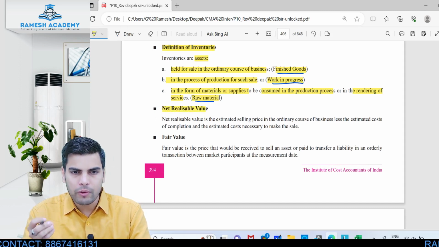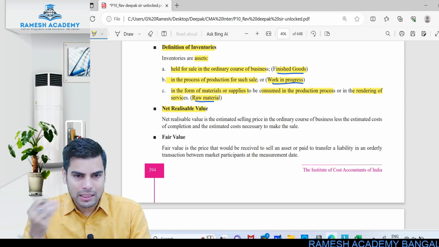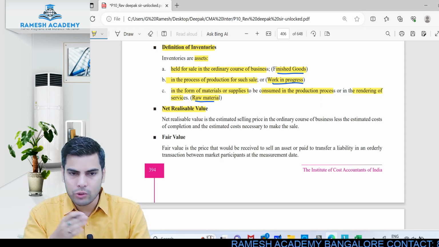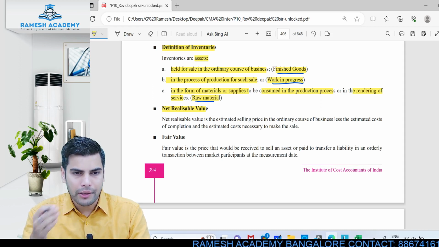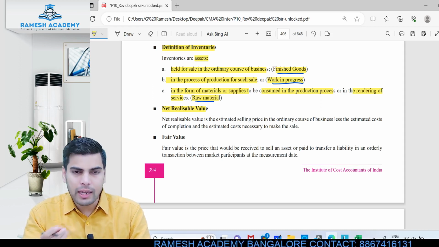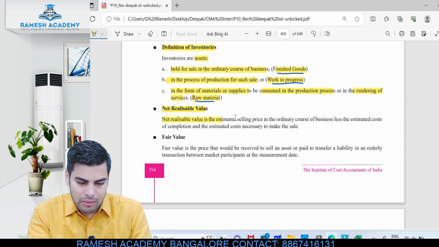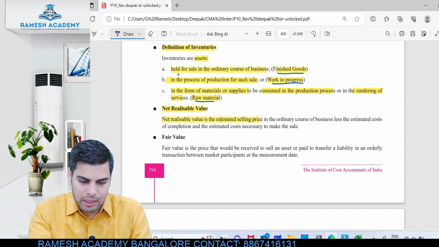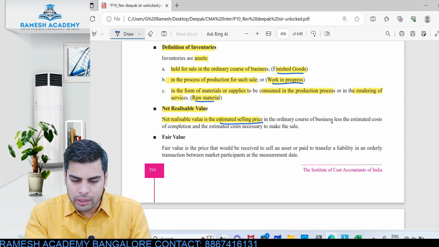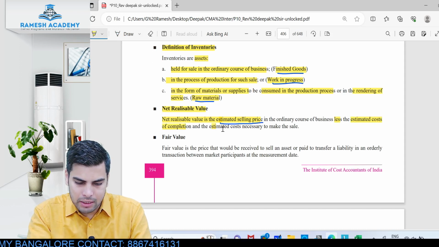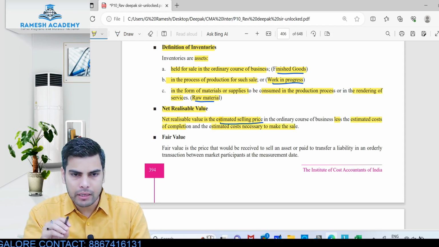Remember I told you inventory will be valued either at cost or net realizable value, whichever is less. Now when I say to realize, what does it mean? It means to receive, right? I sell something and I realize some cash. So to realize is nothing but to receive. Let's say I sold a vehicle and realized 30,000. What does it mean? I sold the vehicle and I received 30,000. So realizable is nothing but the amount which I am going to receive. Look at this. Net realizable value is the estimated selling price in the ordinary course of the business less estimated cost of completion and estimated cost necessary for the purpose of making this particular sale.